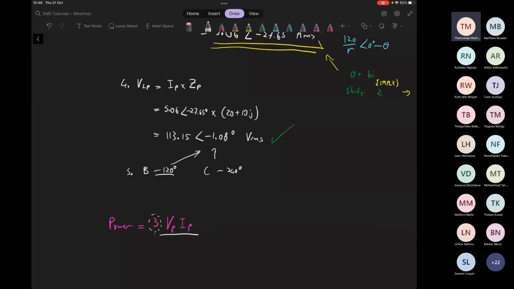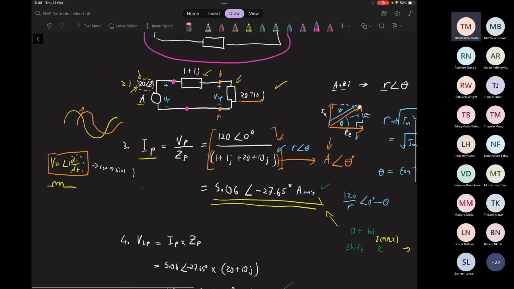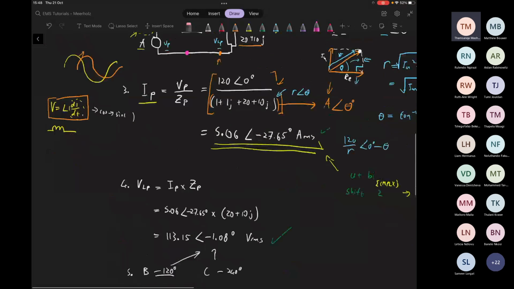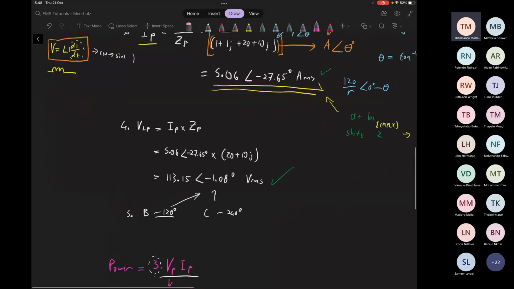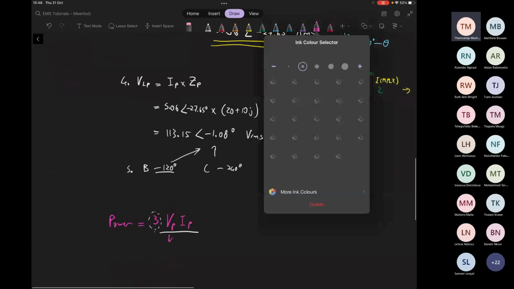Okay, good question. So if we look at V phase, what is our value of V phase? Whatever it was, let's say it was 120. It doesn't matter, whatever it was.